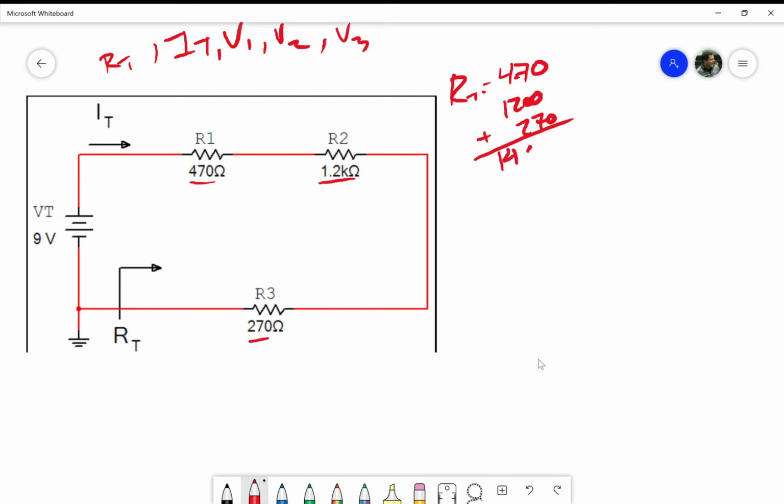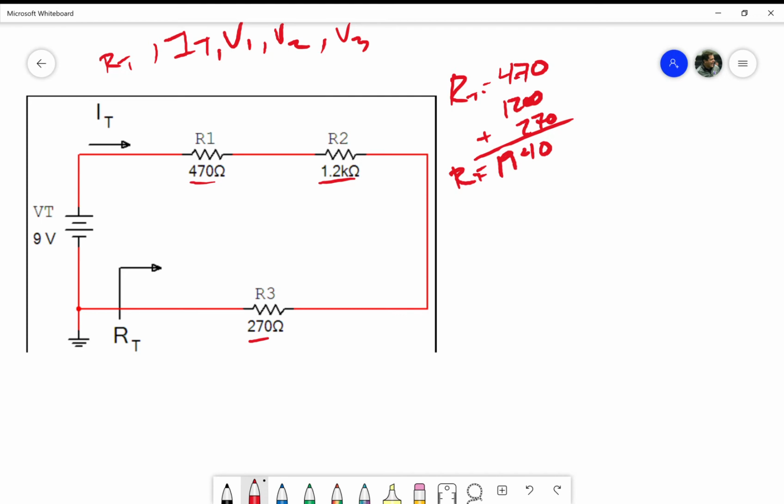Oh, which was not the year I was born. Okay, so our R total is 1940. Nice and easy. So there's my first answer, but it's also more important to know that that's what we'll use to figure out everything else.